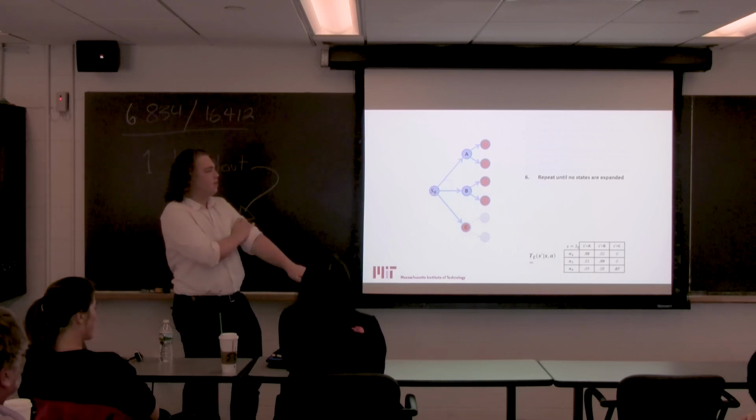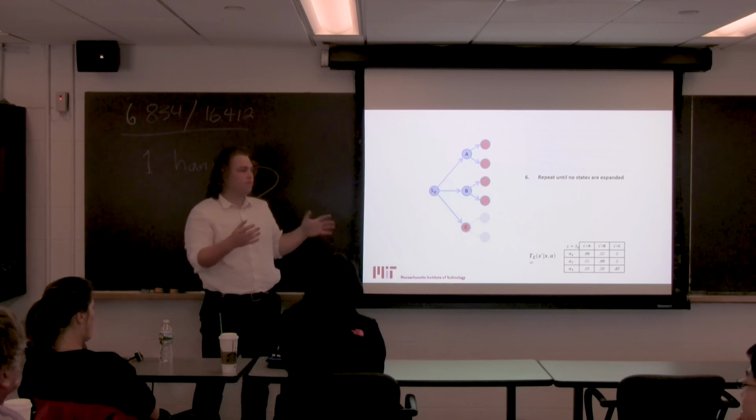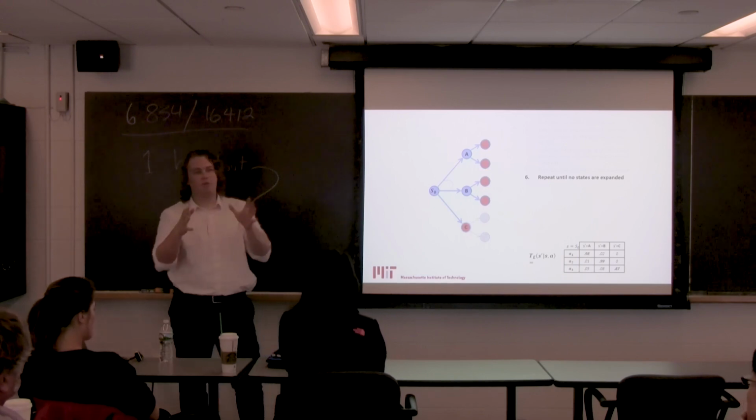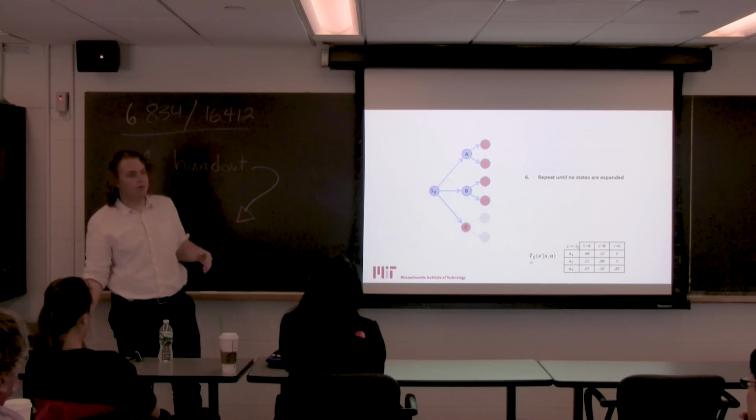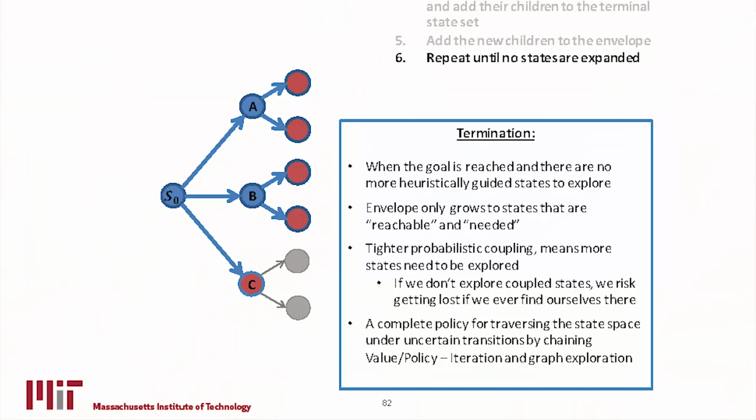Alright, so that's definitely the idea here. We couple these and we only explore the portion of the state space that we'll reach using an optimal policy. We do have some guaranteed optimality. So we'll talk quickly about termination. We've touched on most of this. It's most likely when there are no more states to expand, when we've reached our goal.